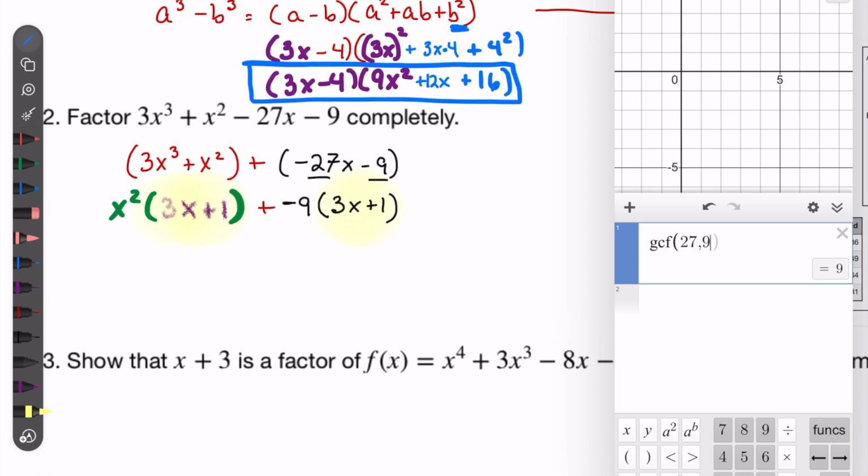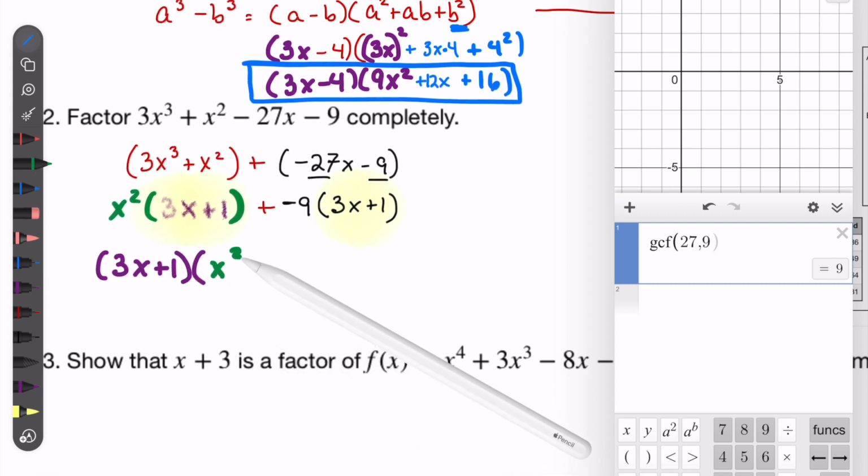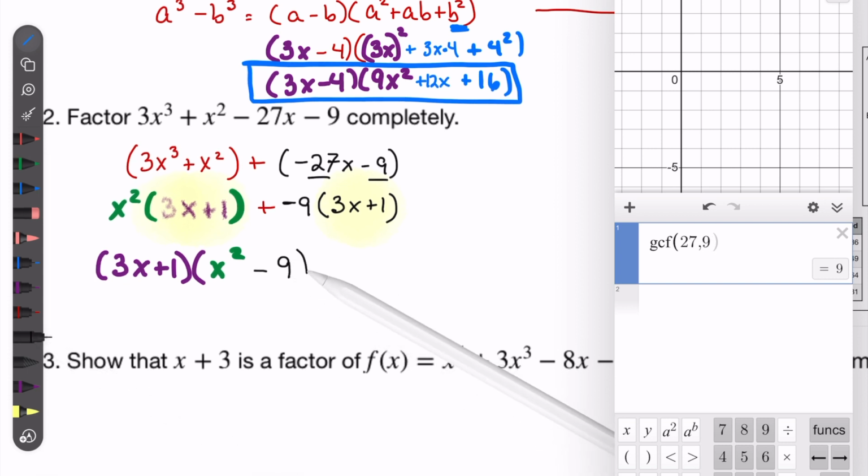They're both 3x plus 1s. So that's the common factor that the 2 terms have. When I take it out of the first term, I have that x squared left. When I take it out of the second term, I have that minus 9 left. And frequently I'd be done, okay?